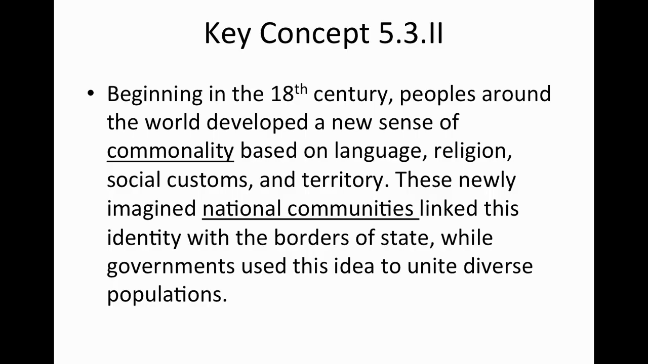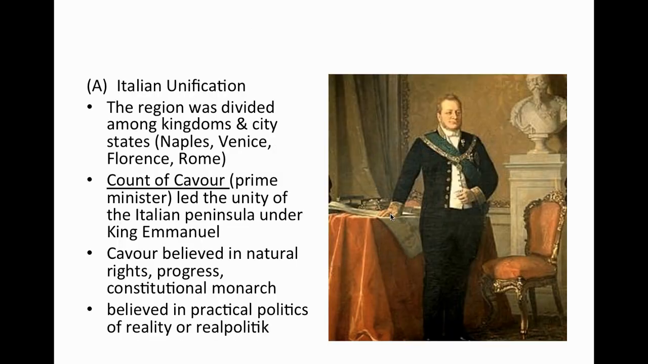All right, key concept 5.32 states, beginning in the 18th century, peoples around the world developed a new sense of commonality, right? Based on language, religion, social customs, and territory. These newly imagined national communities link this identity with the borders of state, while governments use this idea to unite diverse populations. So this is focusing on the emergence of nationalism.